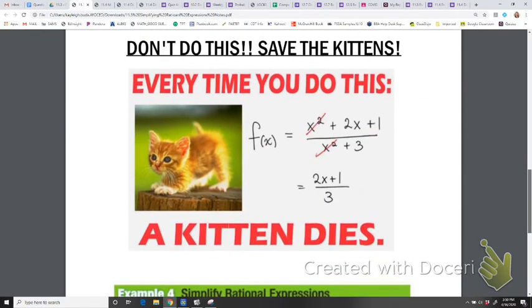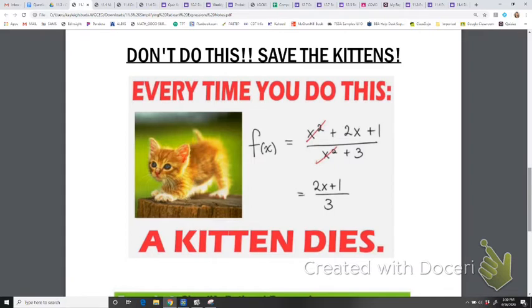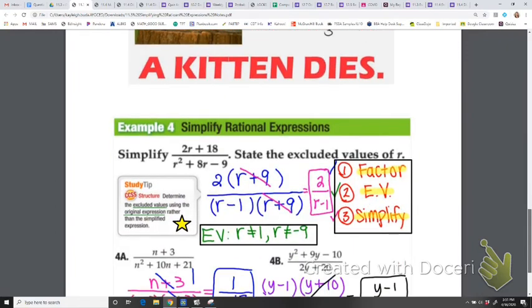Now, this is very important, and you'll see this on the next slide example. Every time you do this, a kitten dies. So don't do this and save the kittens. You can't cross off the x squareds like it shows you in the example. The reason why is you can only cross off factors, and this isn't in a group of parentheses to cross it off. This is separated with adding and subtracting. In another example, it would be subtracting. So don't just cross away x squared. You've got to factor everything first, and then you can cross things away.